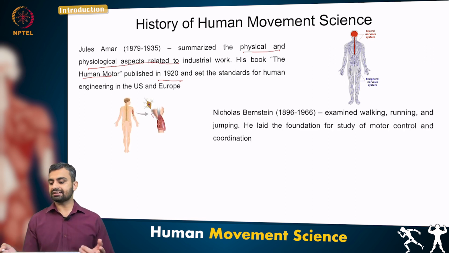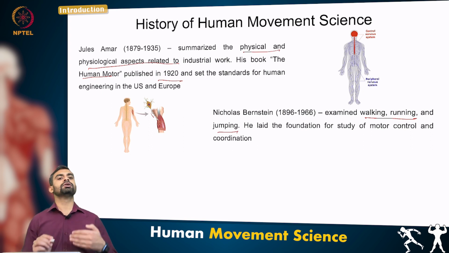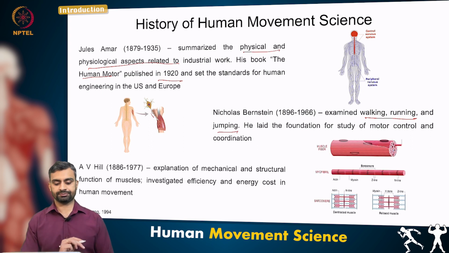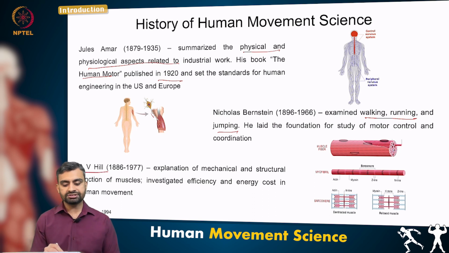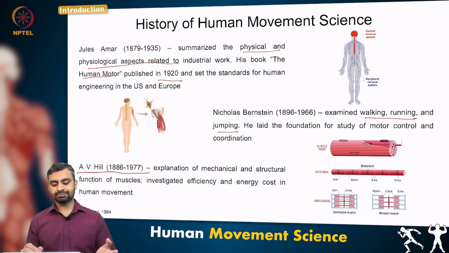Nicholas Bernstein examined walking, running and jumping. He laid the foundation for the study of motor control and coordination. And A.V. Hill, a renowned scientist in muscle mechanics, explained the mechanical and structural function of muscles and also investigated the energy efficiency and energy cost in human movement.